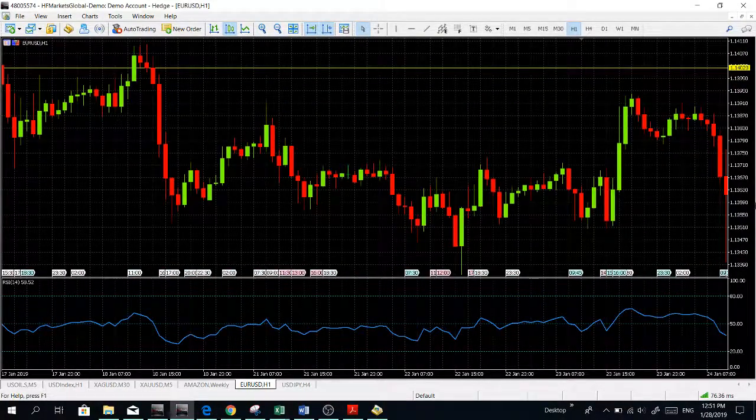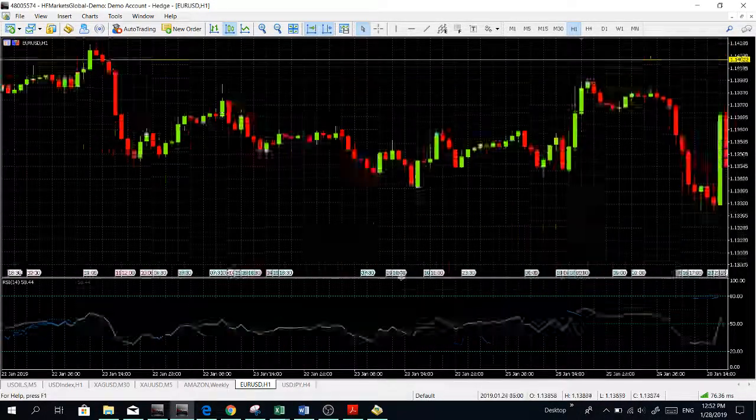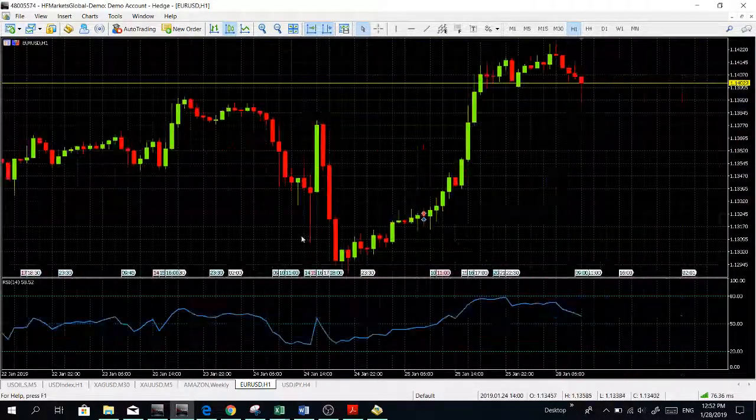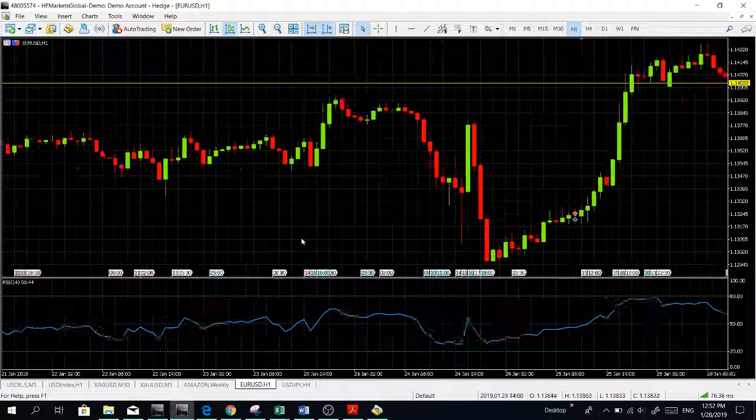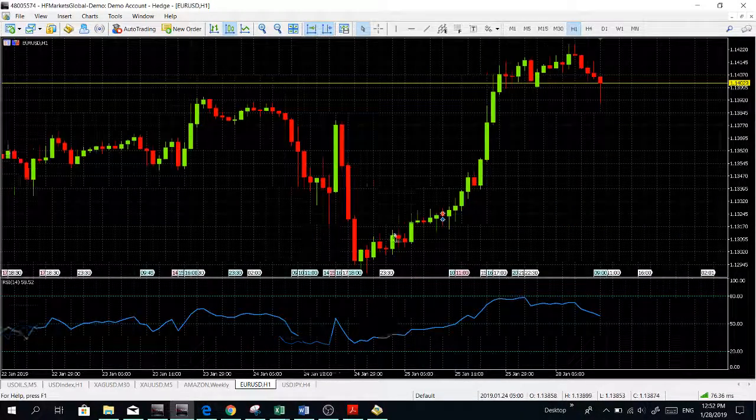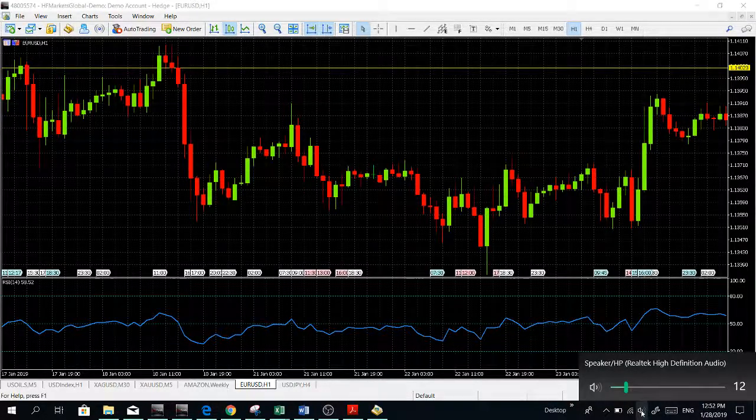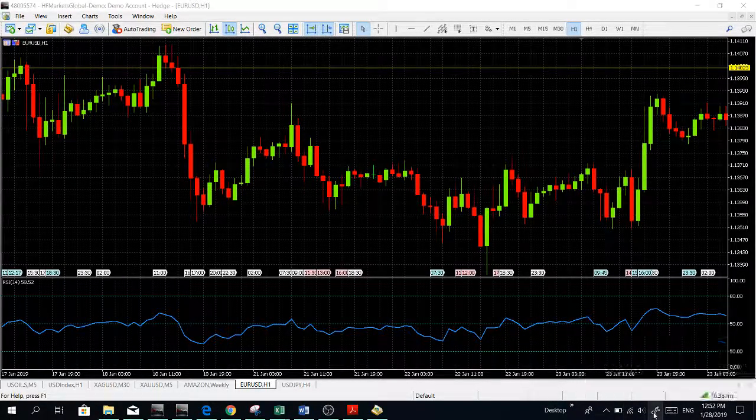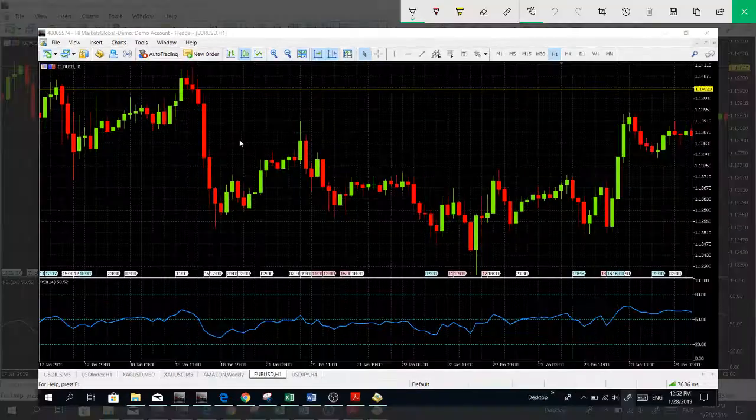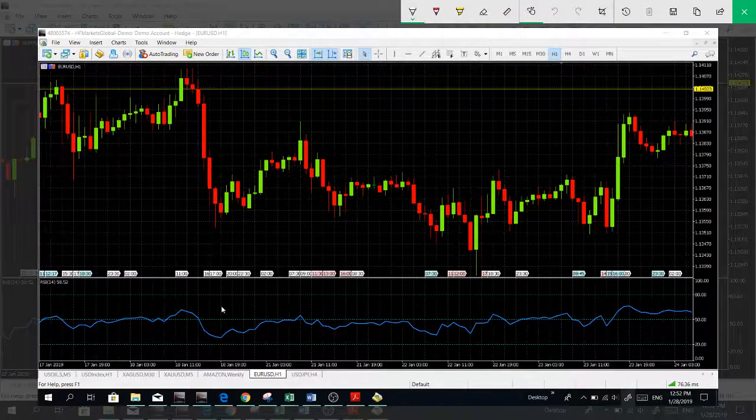Why doesn't it stay here? So you can see the RSI settings here as well. Let me take a screenshot again. Oh, that's wrong. Okay, so let's see here.